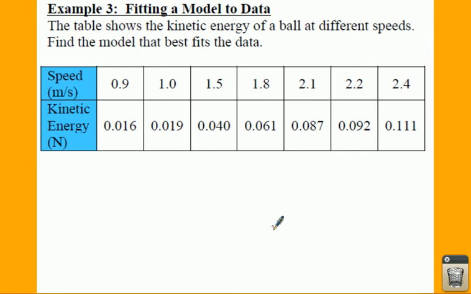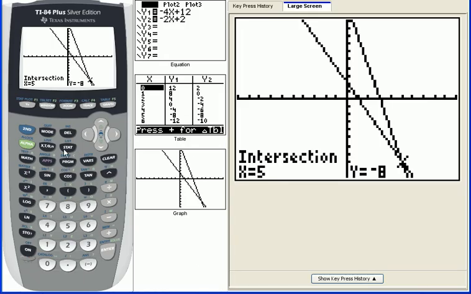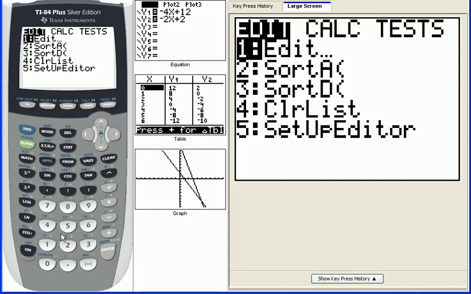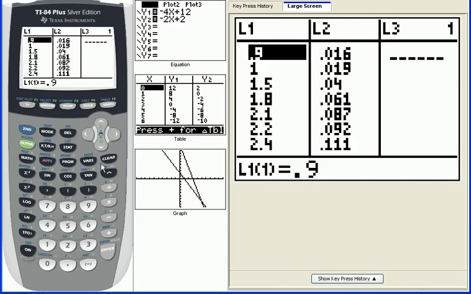Here for example 3, we're going to throw some data into our graphing calculator, and then we're going to compare different models and their r-squared values so we can see which one would fit our data the best. So if you plug in your speed into your L1, and then your kinetic energy would be L2, when you plug those into your calculator, you should get something that's looking nice and pretty like these values.